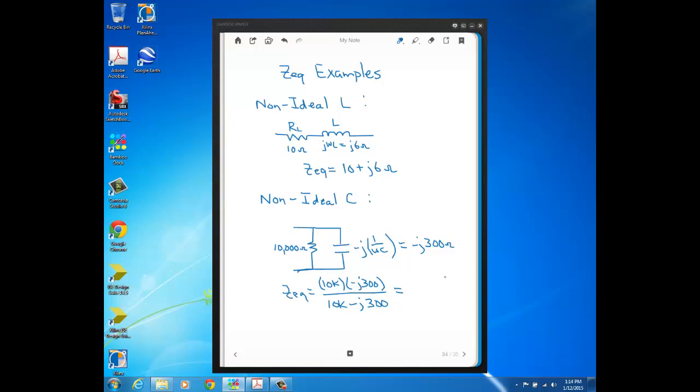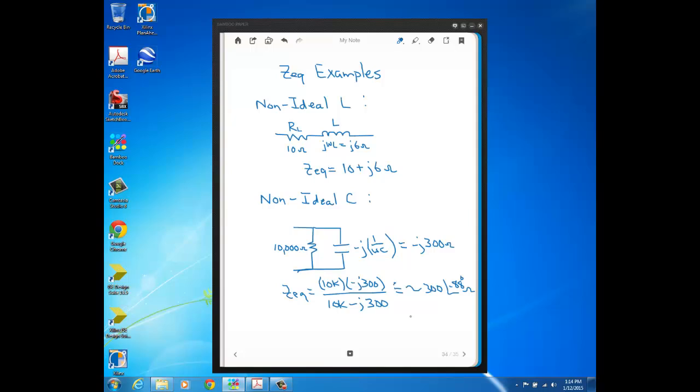And if you do so correctly, I'm just going to give you the answer here. This is actually good practice for you to do on your own to make sure that you can do this. You should approximately get, in polar form, a magnitude of 300 and an angle of minus 88 degree ohms.